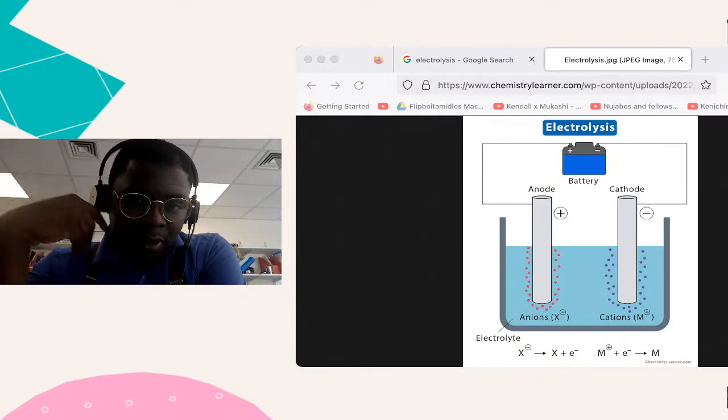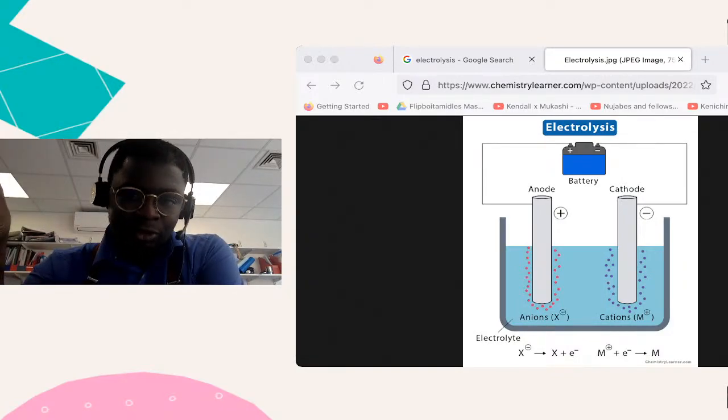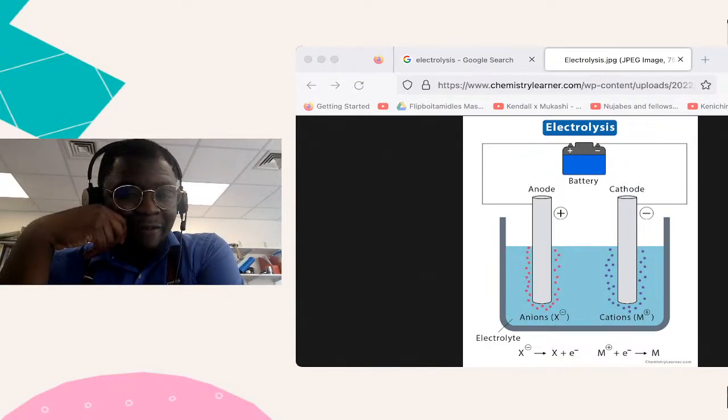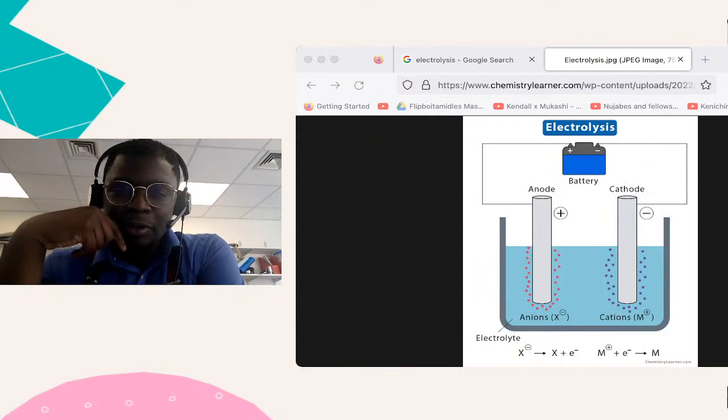The reason it becomes slightly more challenging is because now you have water, which can also become electrolyzed and form different ions. Now, does anyone have any ideas as to what you would form at each electrode? What do we think? I want to see some ideas in the chat.